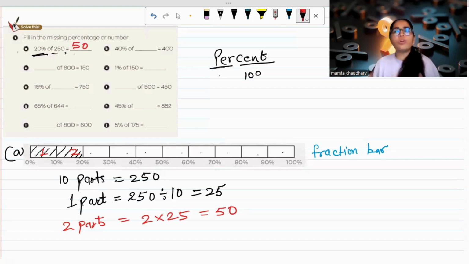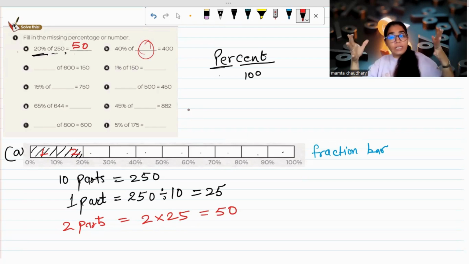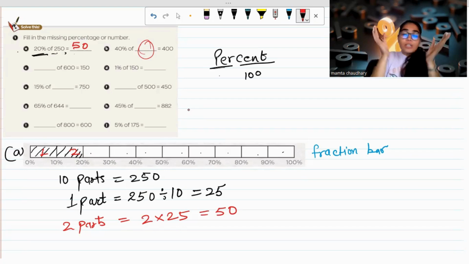Okay, now let's move to the next question. Question 2 says 40% of something is 400. What is something? Something means the whole. So here the whole is missing. Understood what is missing? The whole. Because you have to find 40% of something, and that is equal to 400. It means the whole is missing, so you have to find that whole. 400 is 40% of what? That whole number is missing.